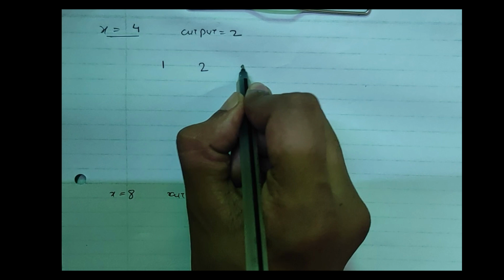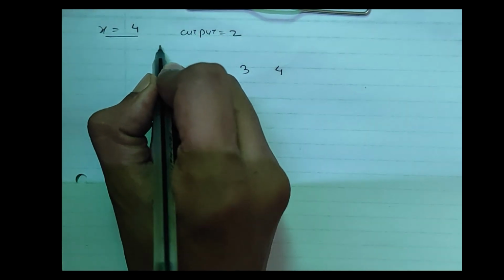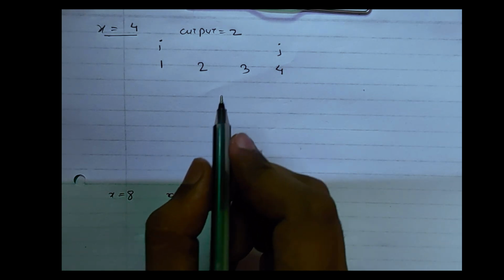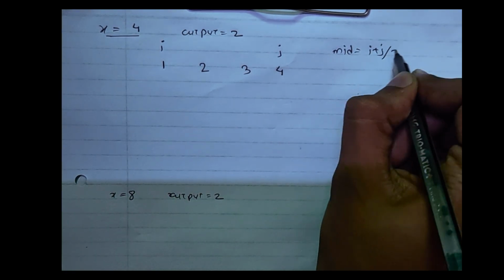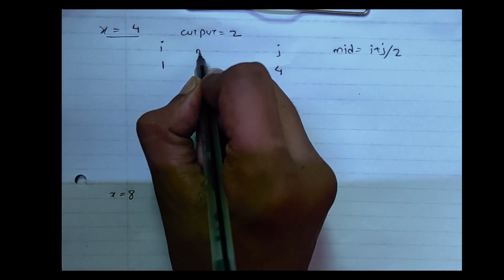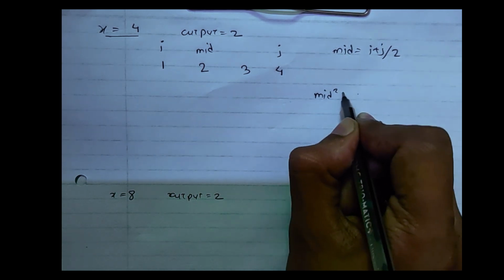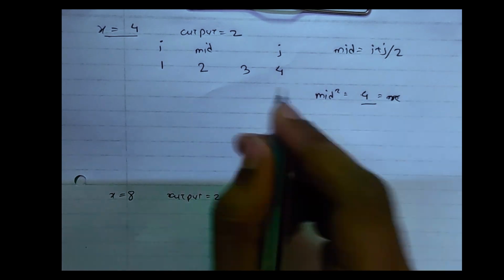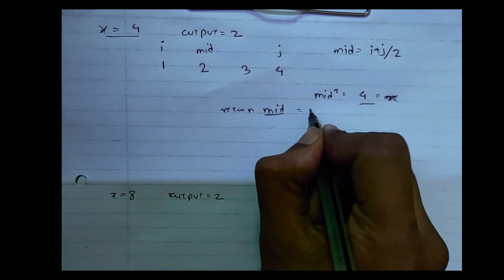1, 2, 3, 4. Mark 1 as i, mark 4 as j. So let's calculate the mid. Mid is (i plus j) by 2, which is this. So mid square, 2 square, is equal to x. So we will return mid, which means 2.